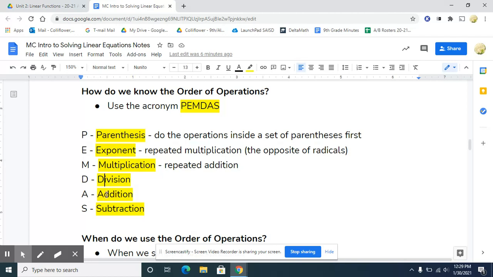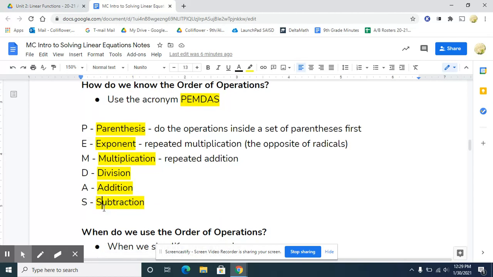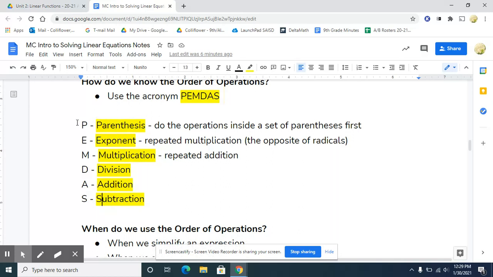And then you would be able to do any addition in the equation. And then last, you would do any subtraction. So we use PEMDAS to help us remember that when we are simplifying, we have to follow this order of operations.